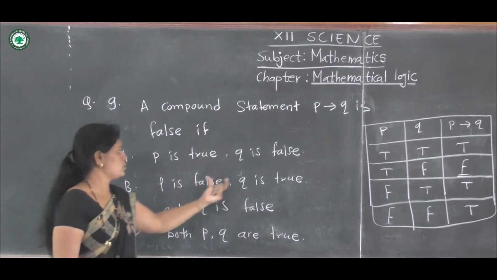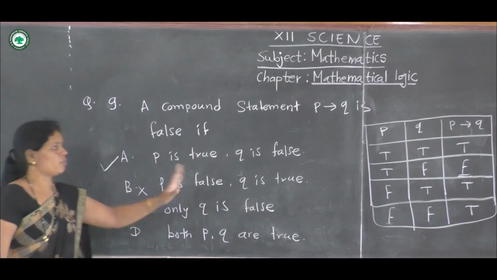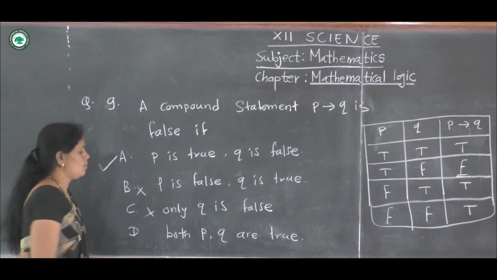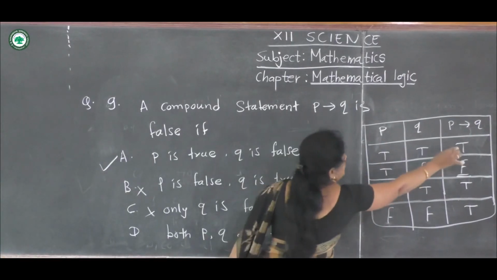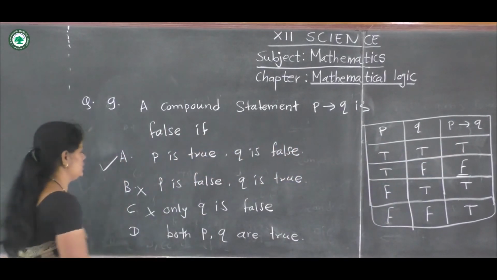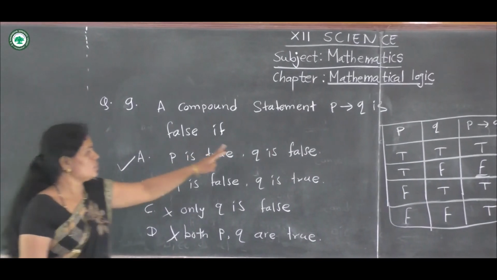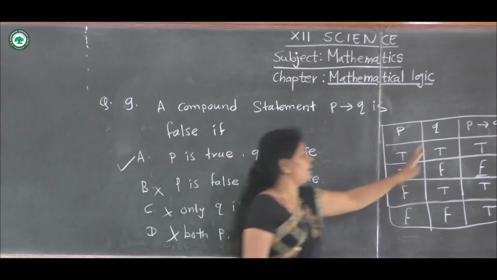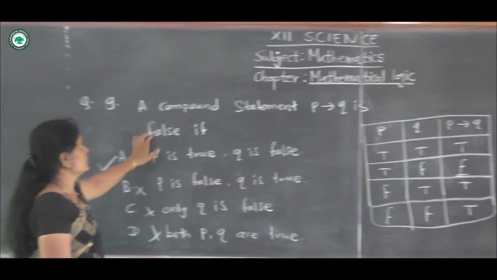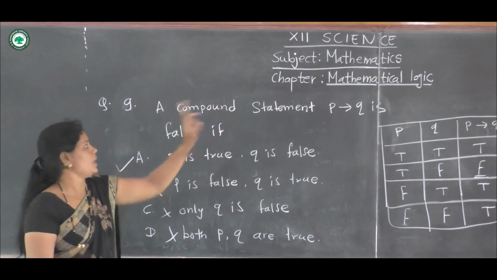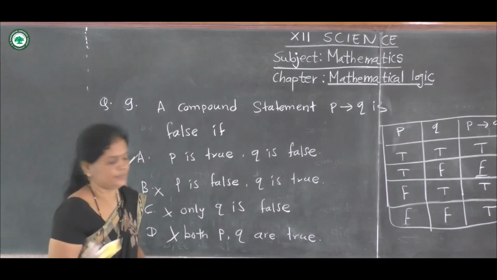P is false, Q is true is not the option. Only Q is false is not the option. Both P and Q are true, then P implies Q is true, so also not the option. If P is true and Q is false, then P implies Q is false. Therefore the compound statement P implies Q is false, and the first option is correct.